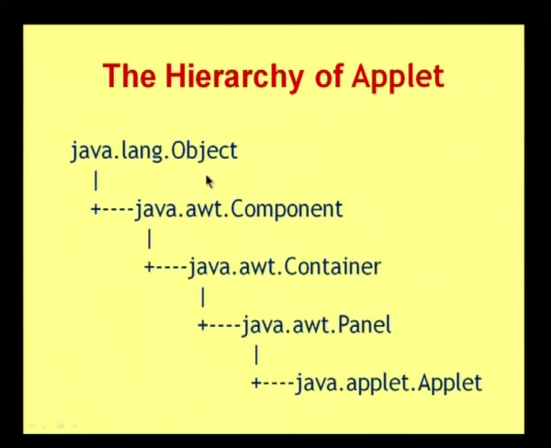So, java.lang.Object. From that we have seen AWT Component, then AWT Container, and a container Panel. So, Applet is a type of Panel, and it always needs another container on which it has to be loaded. For example, we have JFrame. We normally have panels which could be loaded on a frame.